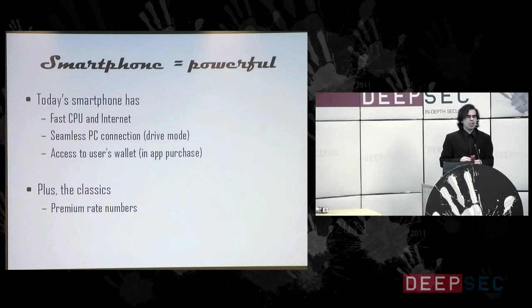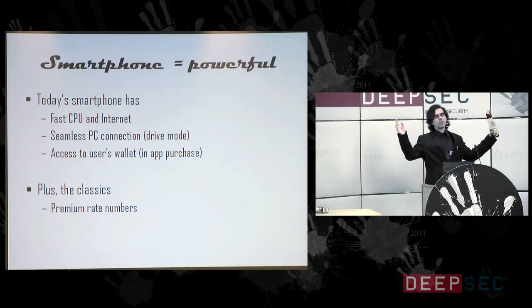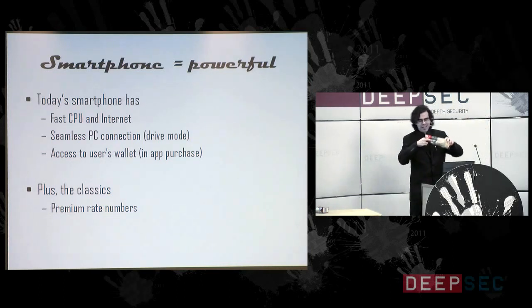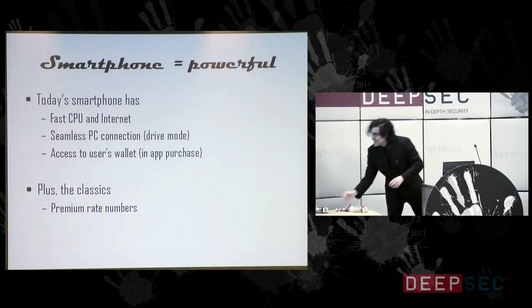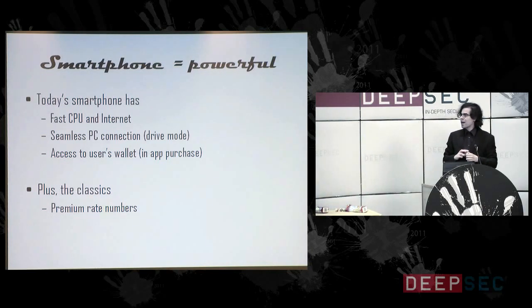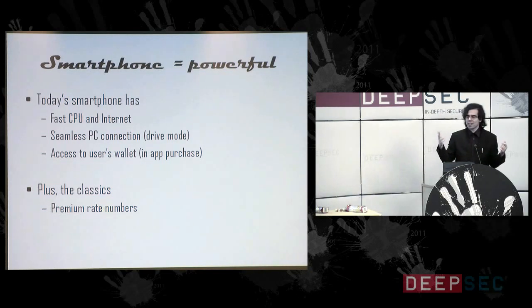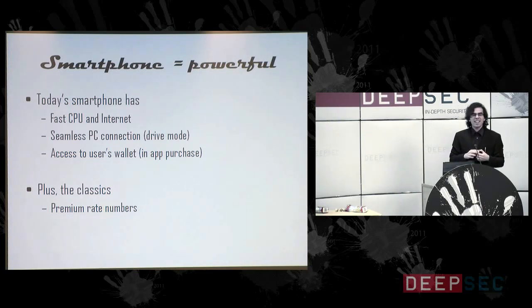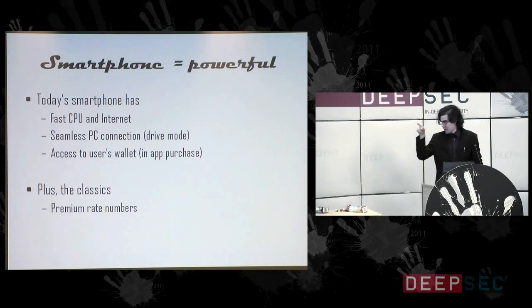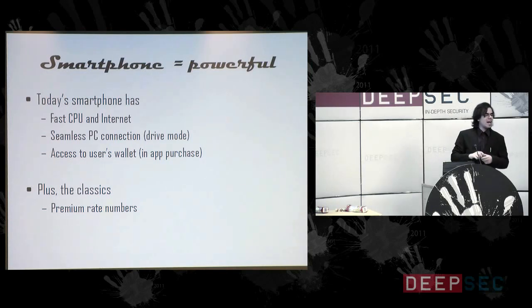For multiple reasons. First of all, you can photograph me, by the way, if you want. I'm all for it. The point is this. First of all, a smartphone today has a very fast processor. So it means you can really do some brute forcing. You can do quite a bit of junk with those smartphone CPUs. Secondarily, smartphones connect seamlessly to the PC. And finally, they can not only call premium rate numbers, but they can now also deduct money right from my credit card. How can they do it?